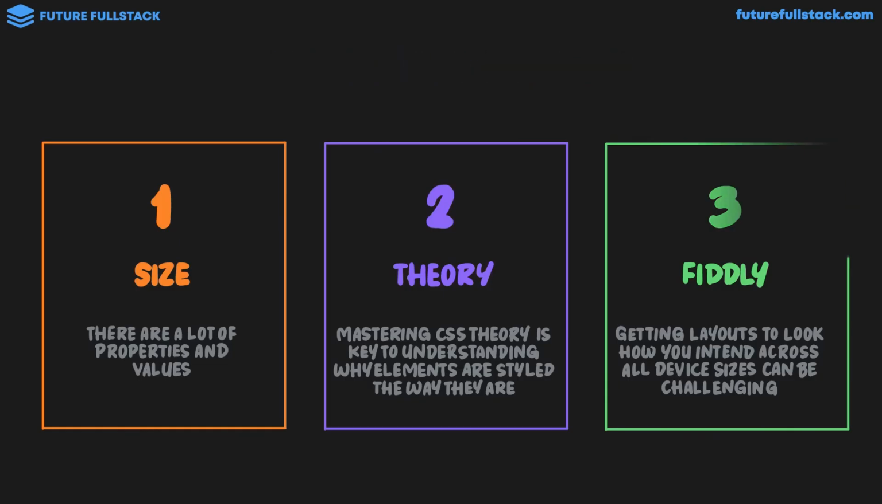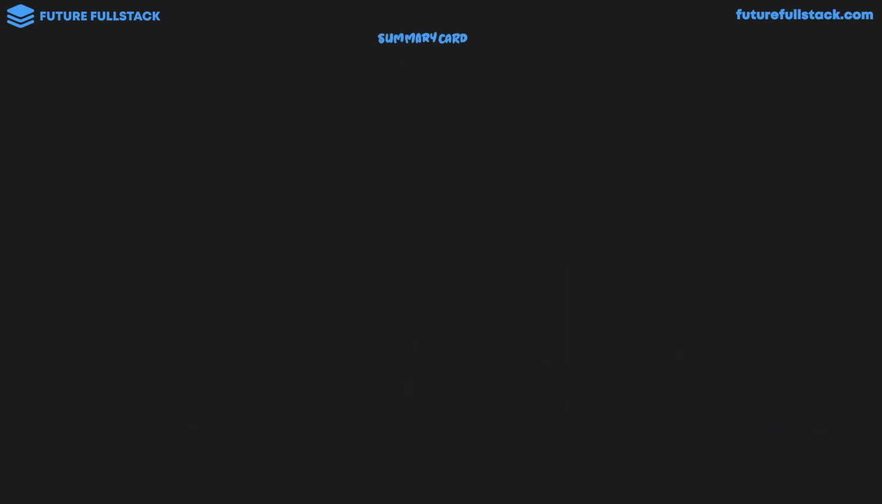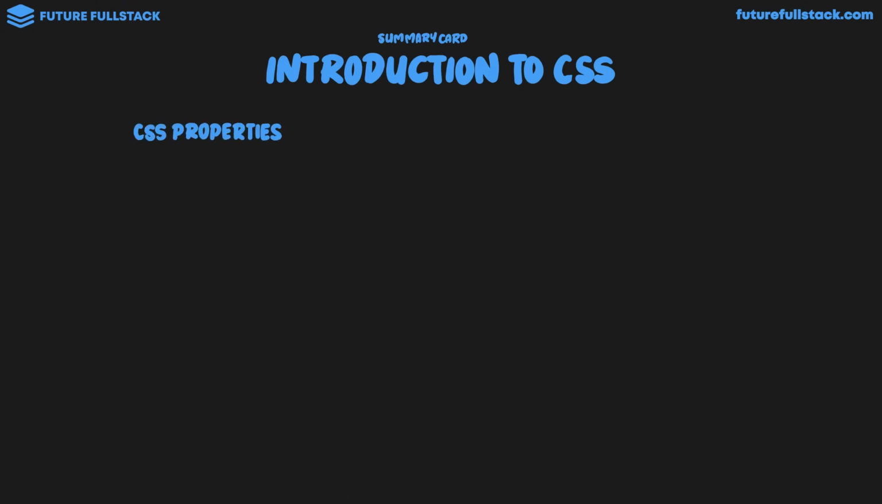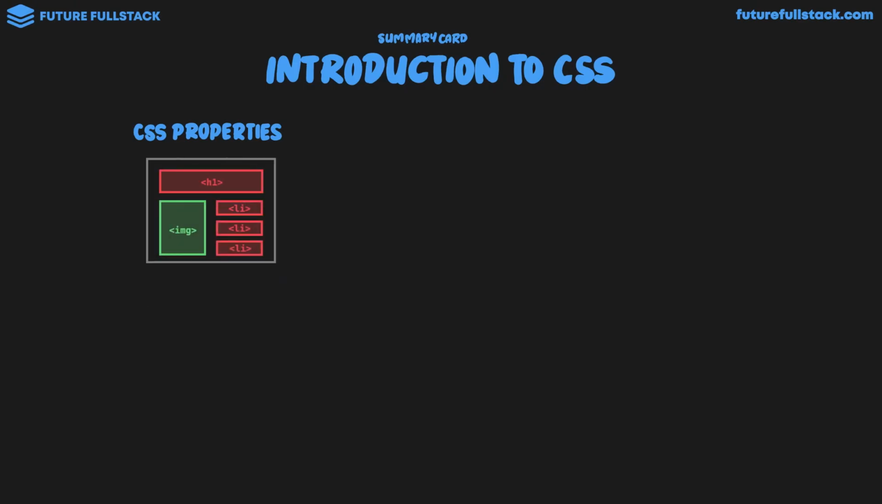So let's finish up by starting to build the summary card for this topic. Introduction to CSS. We looked at CSS properties, which control the styling of HTML elements. We saw how each HTML element has an invisible box around it, and that the boxes are block or inline, which is incredibly important from a CSS perspective. We saw how there were three main categories of CSS styling. The first was the content, what is inside the box. The second was the box itself, like width and height. And the third was where the box goes, like a grid layout.